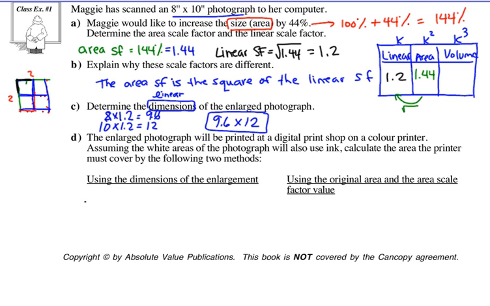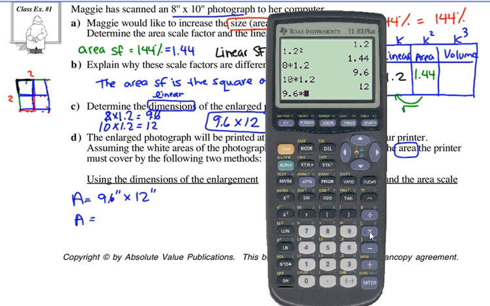The enlarged photograph will be printed at a digital print shop and on a color printer. Assuming the white areas of the photograph will also use ink, calculate the area the printer must cover by the following 2 methods. So first method, using the dimensions of the enlargement. So remember we already found our new dimensions. So it'd be 9.6 inches by 12 inches. So we could just find our new area that way. 9.6 times 12. So 115.2 inches squared.